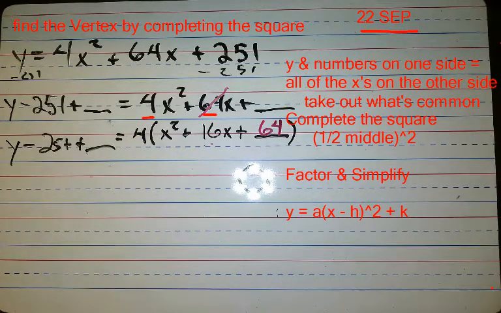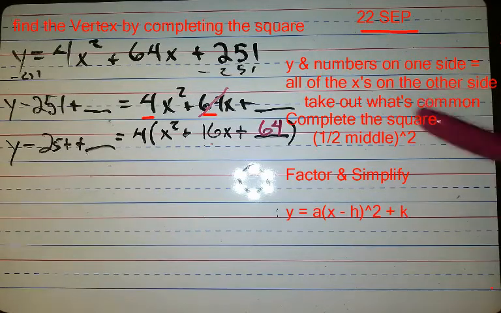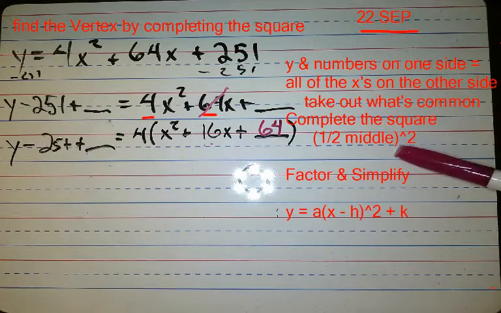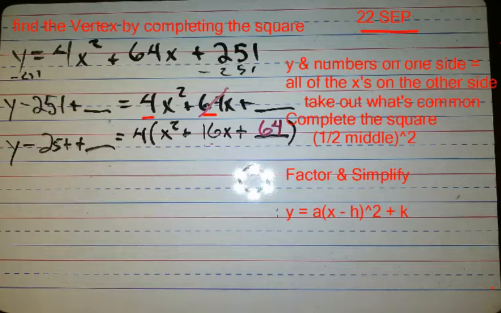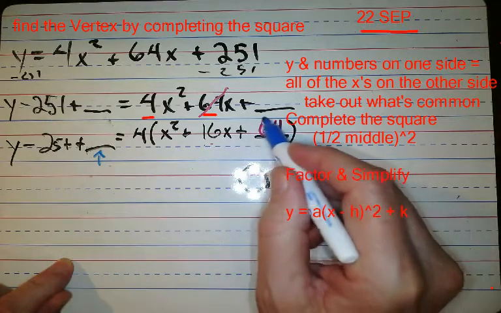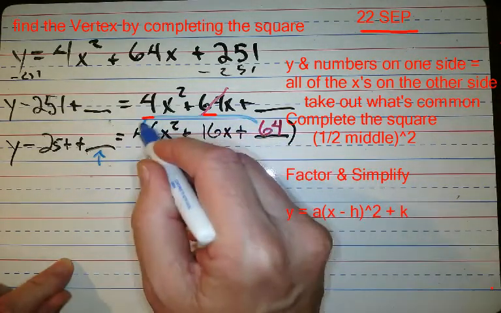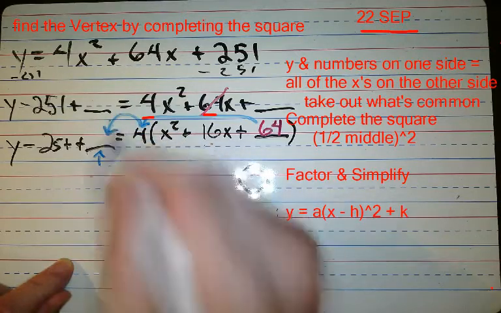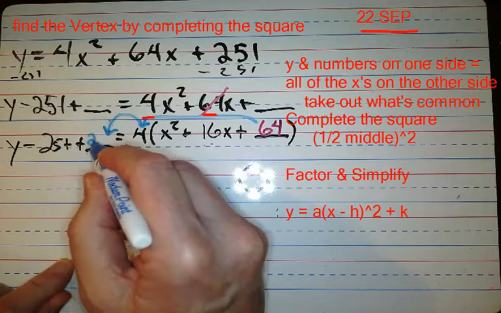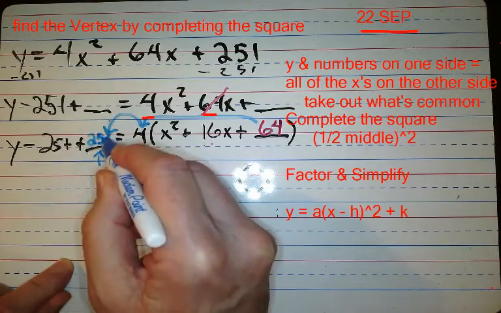Now, here's another place that it's different. The thing that was common that you took out up here, right? You have to put it back in. Put back what's common. How do I do that? Well, in order to figure out what goes in this hole right here, you have to take this number and multiply it by that number. That's what goes in there. So 4 times 64 is 256.